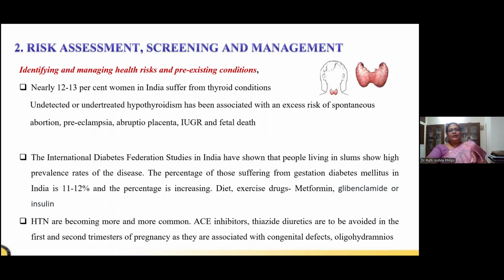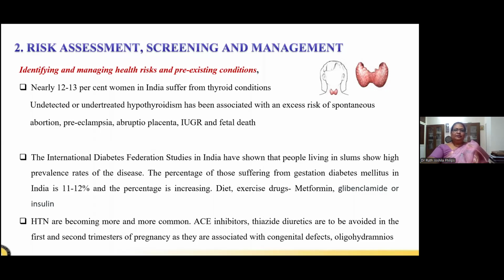Another alarming situation that is happening in our country is the rapid increase of thyroid conditions. A lot of pregnant women who are coming to our OPDs, when we test their thyroid profile, maybe around 10 to 20% of the mothers that we see in our OPDs are coming up with thyroid abnormalities. But the statistics say nearly 12 to 13%, but I think the percentage is increasing. So thyroid abnormality, especially hypothyroidism, is increasing in our Indian women.